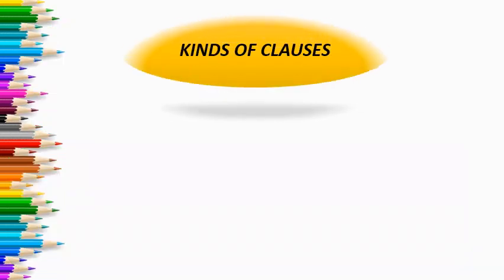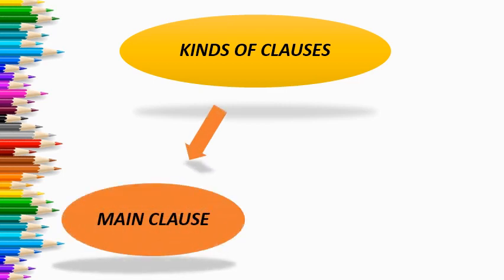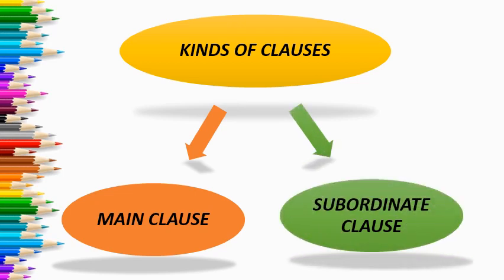So now let us see how many kinds of clauses are there. Number 1, main clause, or you can say principal clause. Number 2 is subordinate clause, or you can say dependent clause. So there are 2 kinds of clauses, that is main clause and subordinate clause, or you can say independent or principal clause and dependent clause.